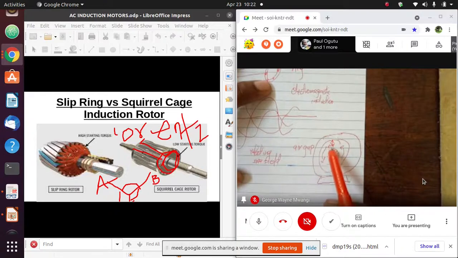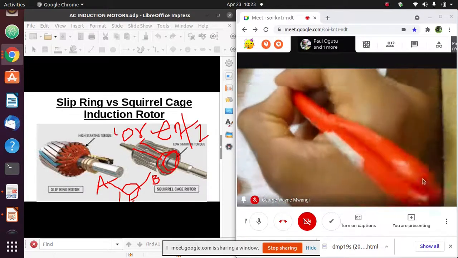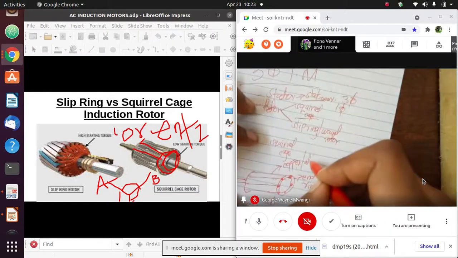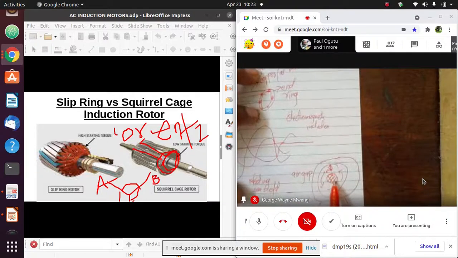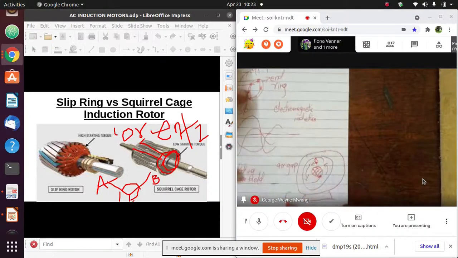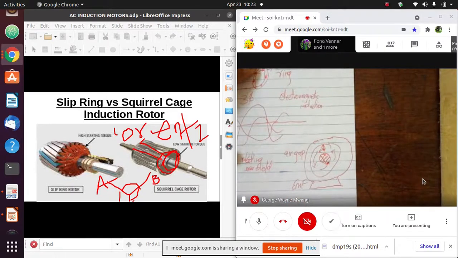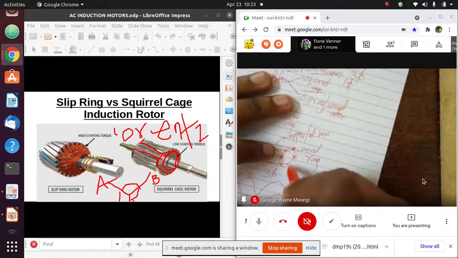This revolving magnetic field will interact with the winding in the rotor. And in this case, I've said the windings in the rotor are copper or aluminium bars. This revolving magnetic field will interact with our copper or aluminium bars, and it will induce EMF in those bars, in those conductors. Now, since these conductors are shorted, they form a closed circuit.